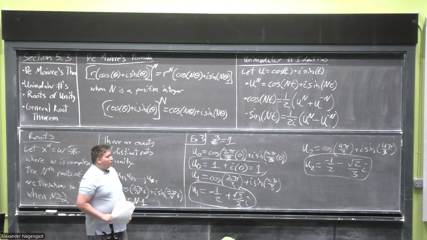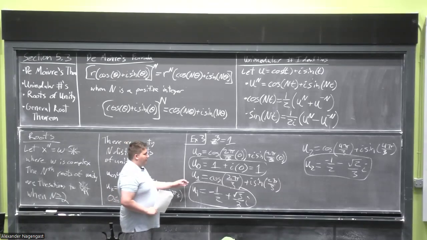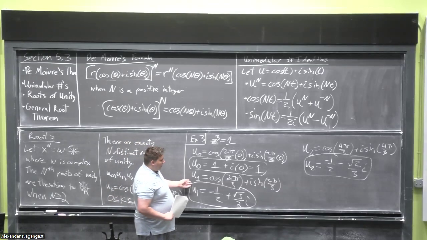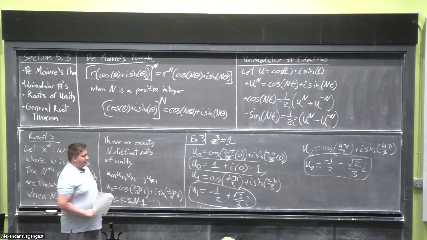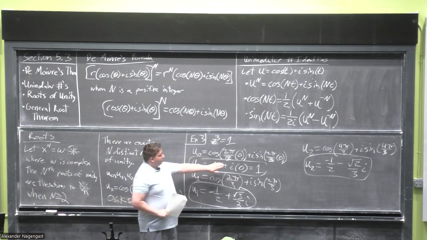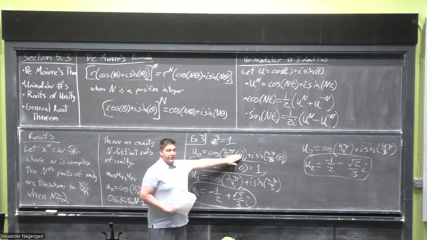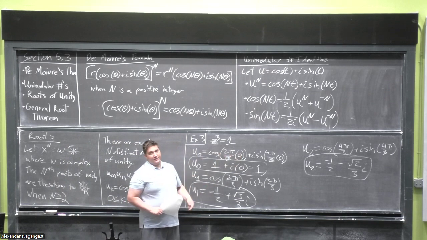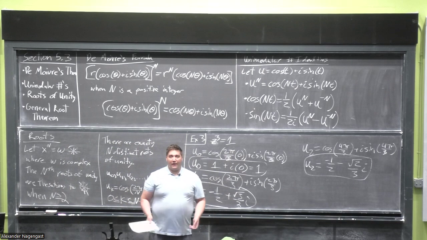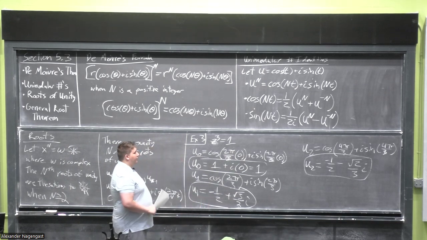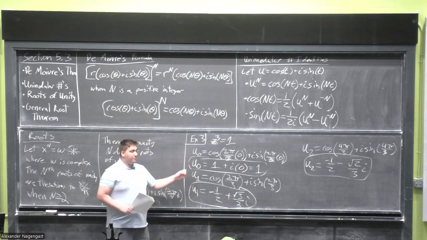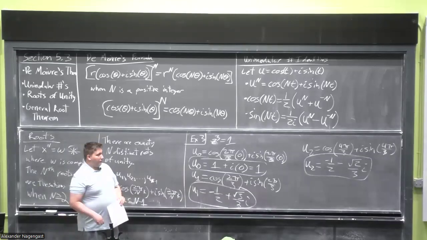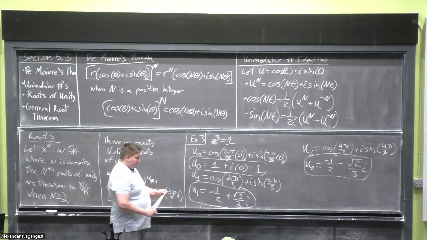We know that there's no more because if I had a u3, well, what would that essentially do? It'd make it 2 pi, which is no longer distinct. Cosine of 2 pi is the same as cosine of 0, and that's 1. So we're getting right back into u0. So we found all the distinct roots of unity.